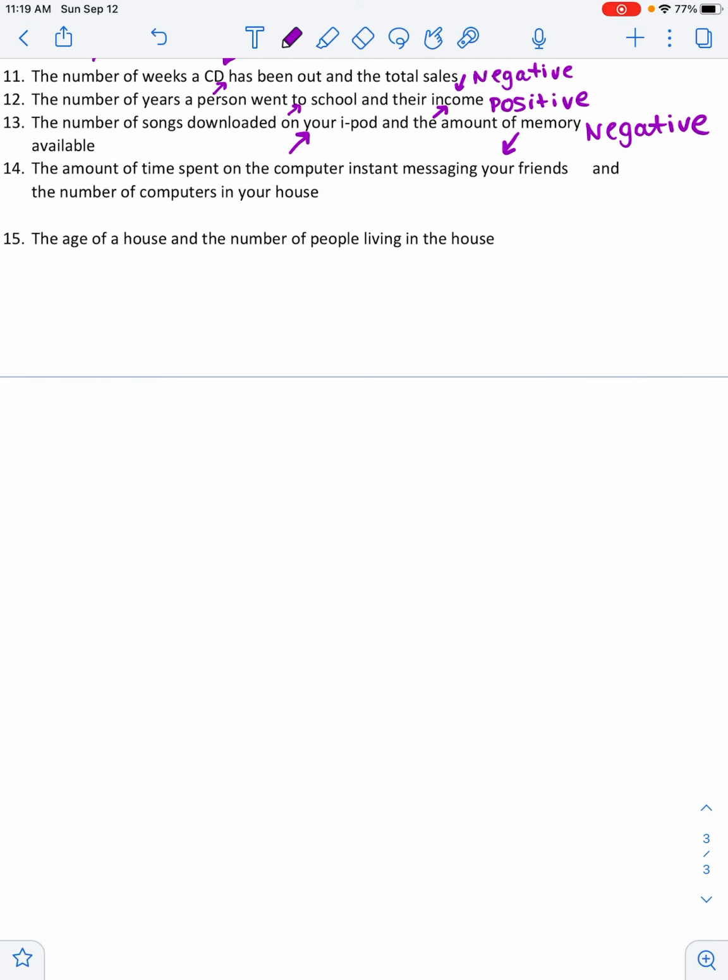Number 14, the amount of time spent on the computer instant messaging your friends and the number of computers in your home. So if you spend more time instant messaging your friends, does that mean that you will have more computers in your house? I would say for this one, no correlation.